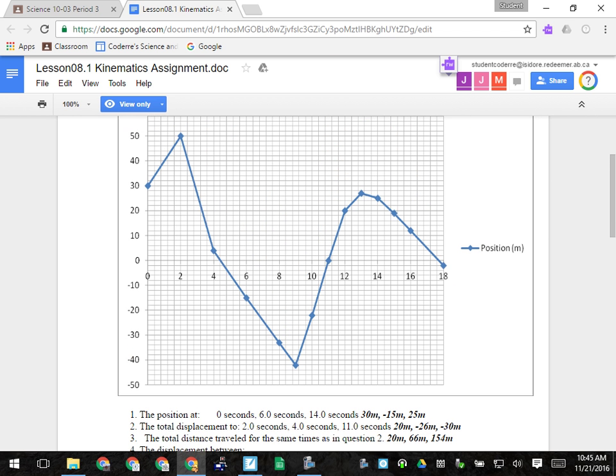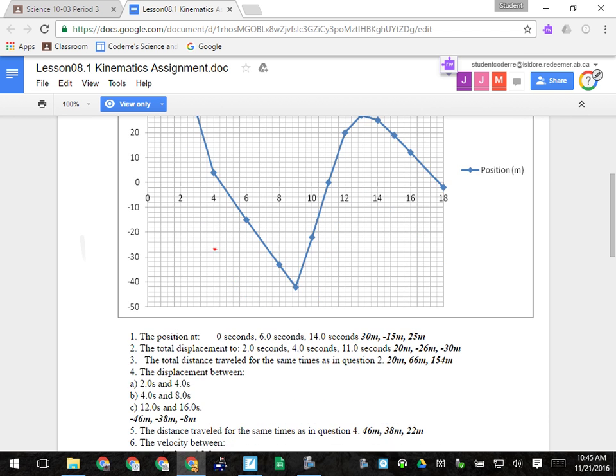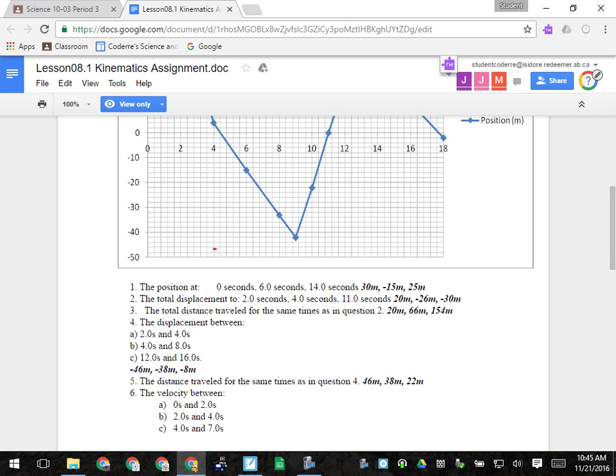For the total displacement, let's do total displacement to time 4 seconds. To calculate total displacement, I go final position minus initial position. So I put my marker on 4; I know that my final position is positive 4. My initial position was 30, so I go 30 minus 4, and I've got a total displacement of negative 26 meters. Okay, everybody with me there?